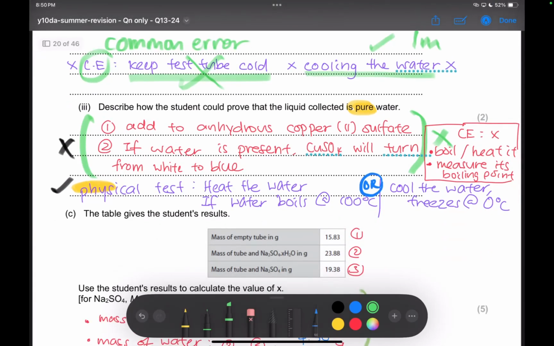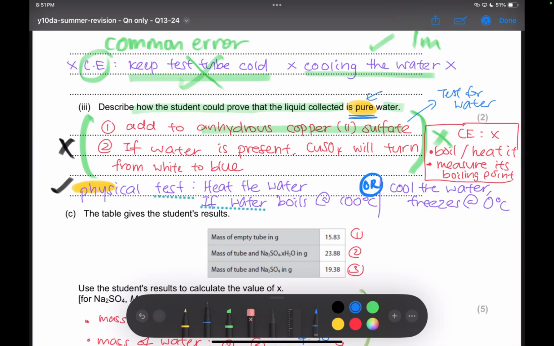All right, next question here. I like this question. Even when I first saw this question, I almost got it wrong as well, because here you see, describe how the student could prove the liquid collected is pure water. A lot of students wrote the answer in red, which is add anhydrous copper sulfate, and it turns from white to blue. Most of them write that, but it's wrong. Why is that so? Because anhydrous copper sulfate is only to test for water. It does not give us any hint if the water is pure.